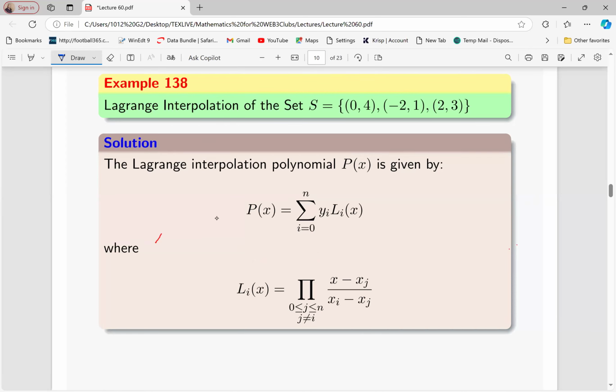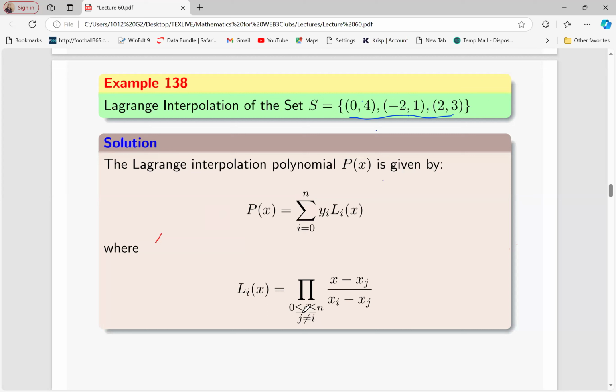If you have 3 points, our n will be 2. If you have 5 points, our n will be 4. So you're summing L0, L1, L2, L3, L4. So that's what we are doing.